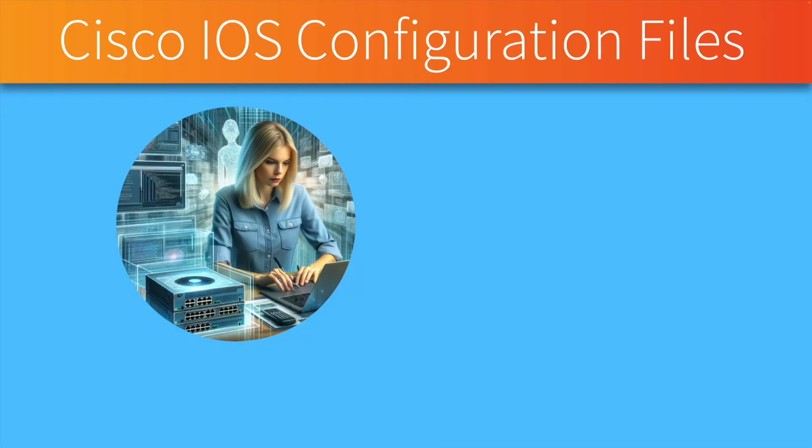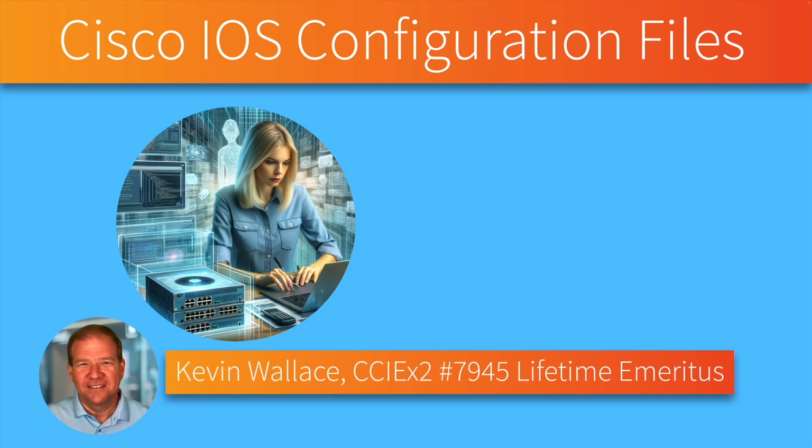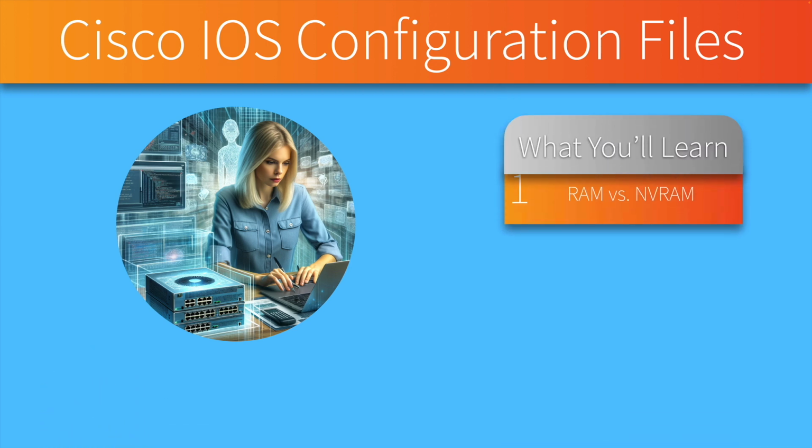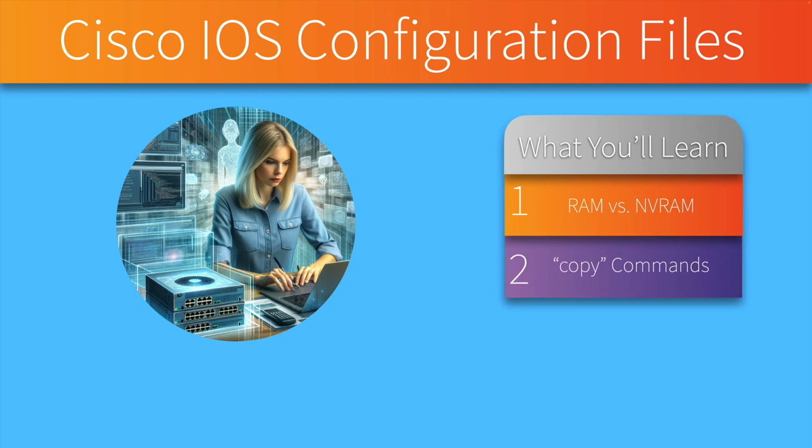In this week's video, we're going to take a look at Cisco IOS configuration files. Hi, my name is Kevin Wallace, and we're going to begin this video by distinguishing between RAM and NVRAM and the configuration files that live in each. We have running config that lives in RAM and startup config that lives in NVRAM. We'll discuss those. We'll check out some copy commands we can issue in Cisco IOS.